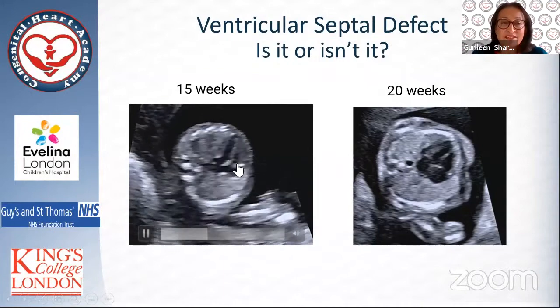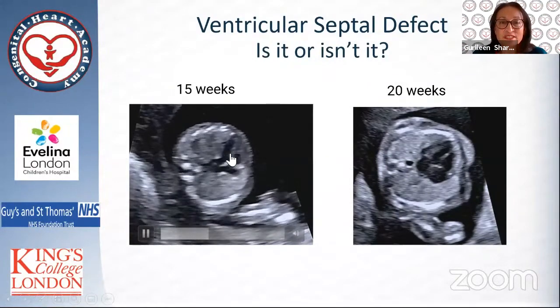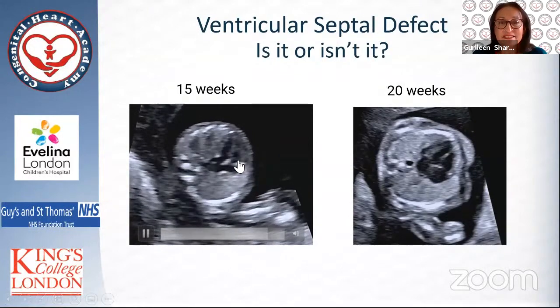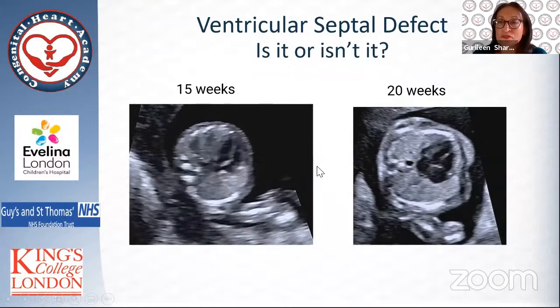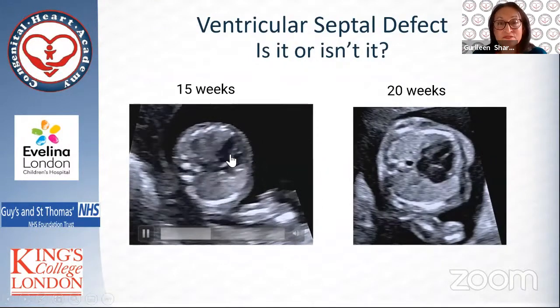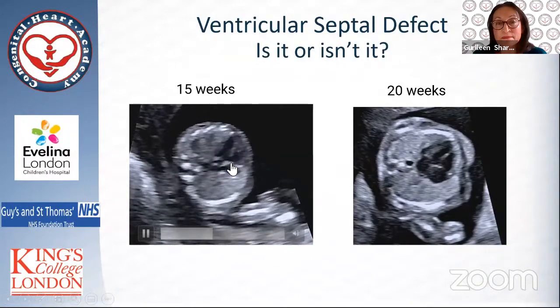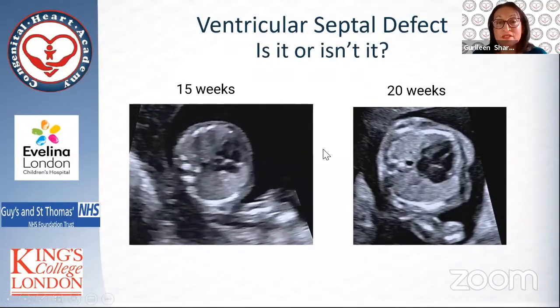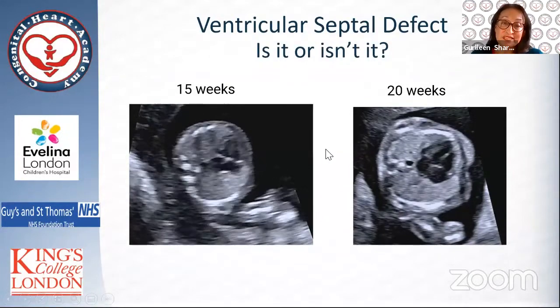This was a scan here on the left at 15 weeks of gestation. And you can see that in this area here, one could be very suspicious of a ventricular septal defect. And this is very common to get dropout in this region of the septum, particularly on some of the earlier scans. And it's very hard to decide if it is or it isn't.